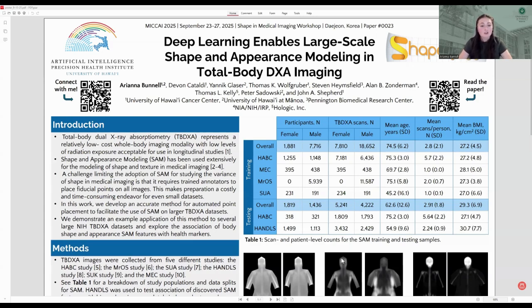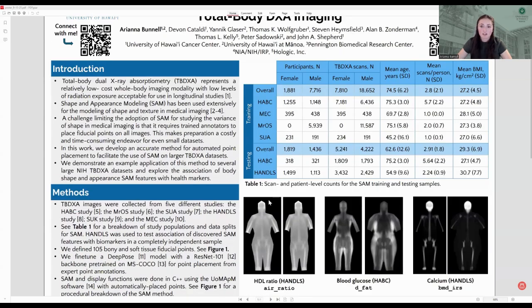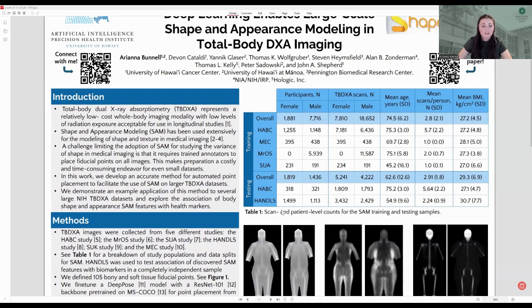bone health. Total body DEXA has several imaging modes which we can extract based on X-ray attenuation values, including ratio, fat, and bone mineral density, as well as bone and lean tissue. In this work, we use data from 5 large NIH studies from across the lifespan: Health ABC, the Multi-Ethnic Cohort, MrOS, ShapeUp Adults, and the HANDLS study.